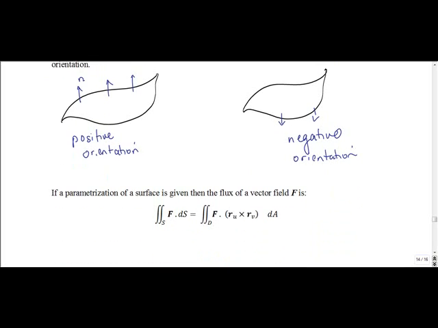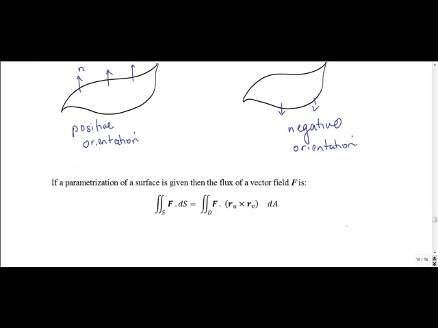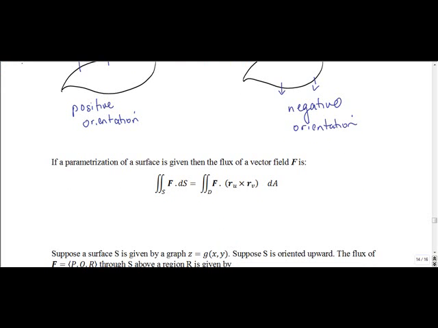Formulas now. We have a formula if there's a parametrization of the surface. So this is the flux. It's a double integral over S of F dot dS, which is the double integral over D of F dot the cross product. Note that here you do not find the length of the cross product because this is a dot product you're doing here. Okay?